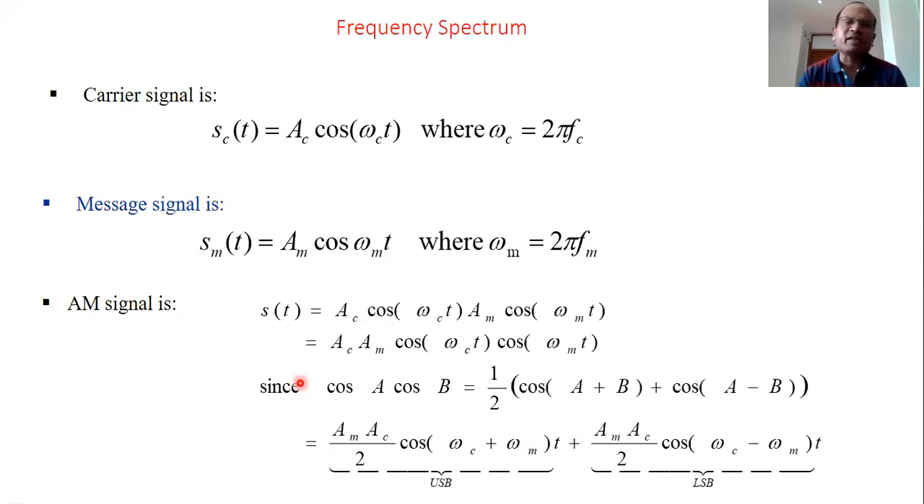So let us assume that the carrier signal is Ac cosine omega c t, where omega c is 2 pi fc. The message signal is Am cosine omega m t, where omega m is 2 pi fm. fc is the carrier frequency and fm is the message signal frequency. One is the carrier frequency and one is the message signal frequency.